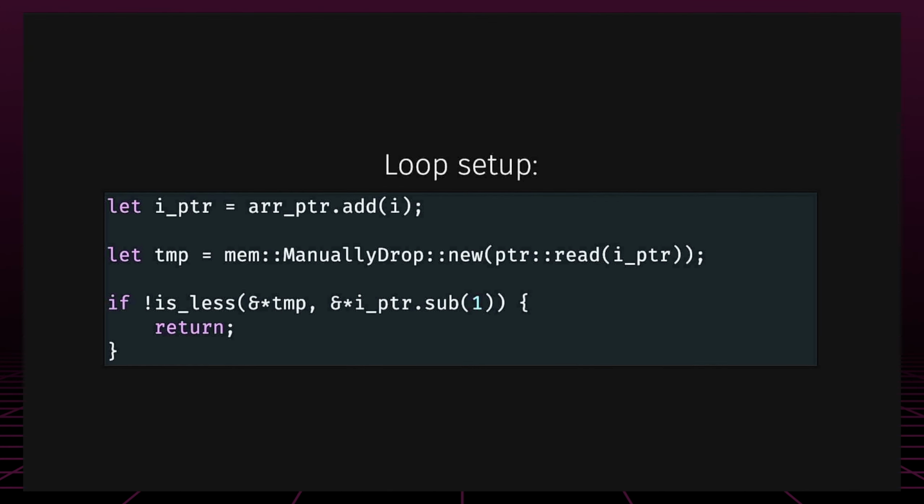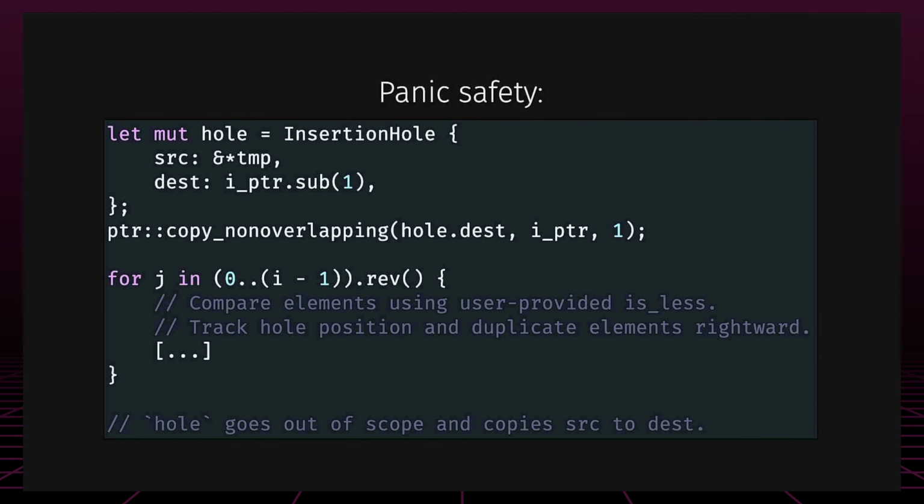You have the setup for the loop where we take this last element, we read it into some temporary memory on the stack, we do a comparison. If we don't need to do anything, then we leave, and we say, okay, it's already sorted, it's good. And then afterwards this happens.